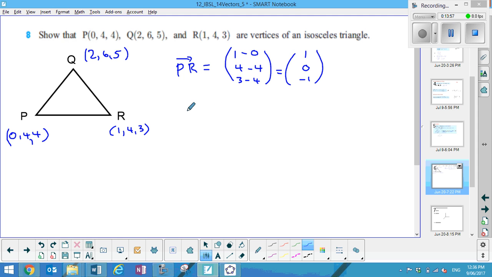So now we can get the length of PR. You could have done that all in one step if you wanted to. So we're going to get the square root of 1 squared plus 0 squared plus minus 1 squared, which equals root 2. So now work out the others and see if they're equal to or not equal to root 2. We'll come back to that one in class.